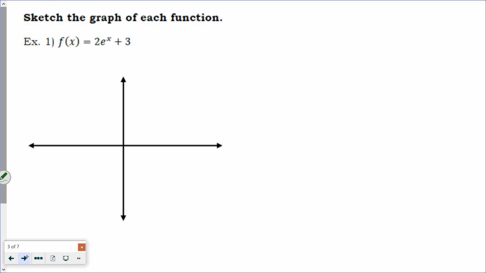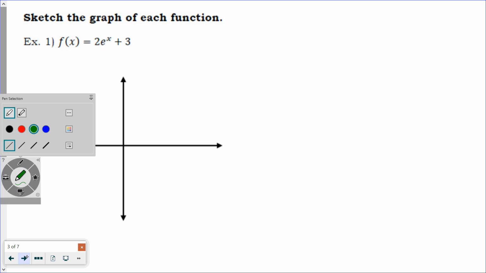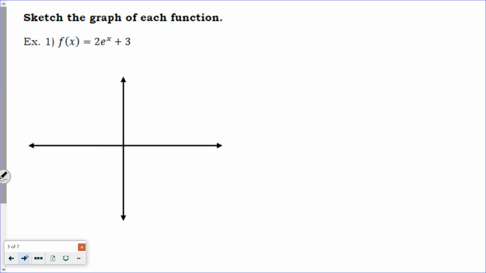Alright. So sketch the graph of each function. Example one, f of x equals 2 e to the x plus 3. We graph this the same way we graph every other exponential function. We just pick two x values, it doesn't matter which ones. But easiest will be whatever turns the exponent into 0, so in this case it's just going to be 0. And we can just use 1, whatever turns the exponent to 1. You want to keep it as easy as possible.